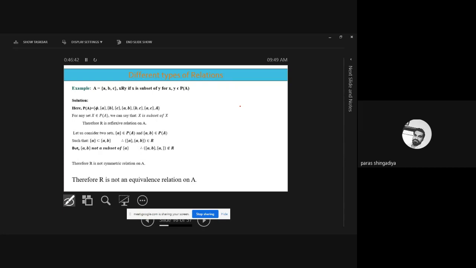Now, what about this one? We will talk about P of A. We already discussed it in the first definition. P of A, where A is {a, b, c}. So P of A will be the collection of all subsets of A. First is phi, then the singletons {a}, {b}, {c}, then {a,b}, {b,c}, {c,a}, and A itself. This is the power set of A.